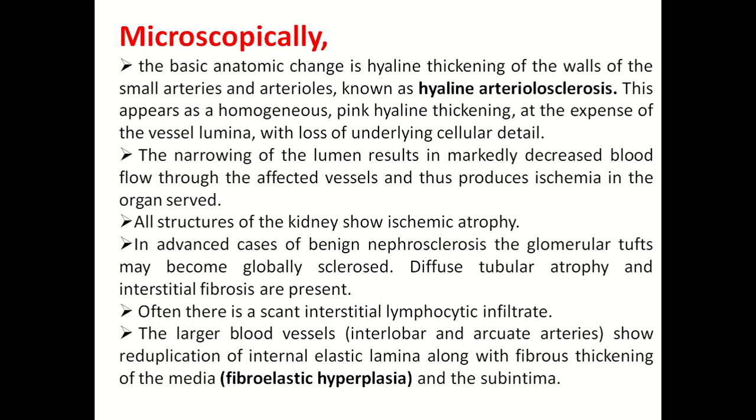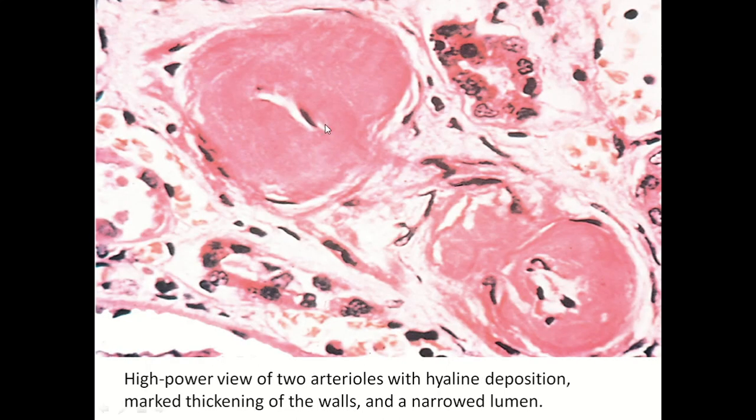Here, the main feature differentiating it from chronic glomerulonephritis is hyaline arteriosclerosis, meaning thickening of the blood vessels, which is absent in chronic glomerulonephritis. Here you can see the high power view, and you can clearly see the thickening of this arteriole, meaning hyaline deposition, marked thickening of the wall and narrowed lumen. Here you can see a very narrow lumen because of hyalinization and thickening of the vessels of the artery.